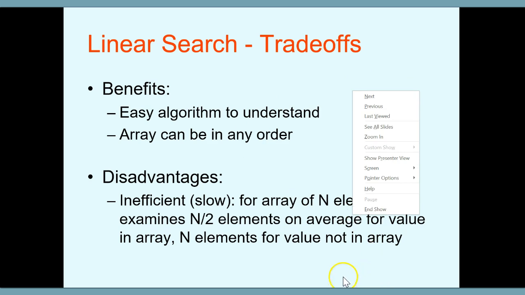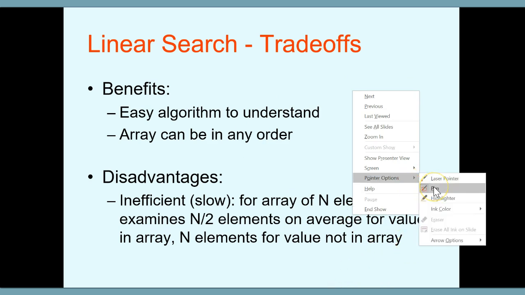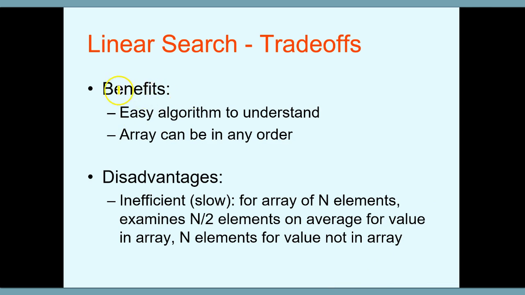The benefits of linear search are that it's easy to understand, and the array can be in any order. It can just be kind of haphazard, and you can still use linear search. And you'll still find what you're looking for, even if it's the very last element. You won't find it if it's not on the list, but at least you'll get to the end and realize it's not. The disadvantages, though, are that it's slow.